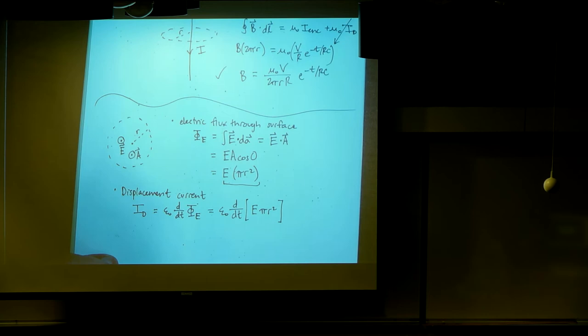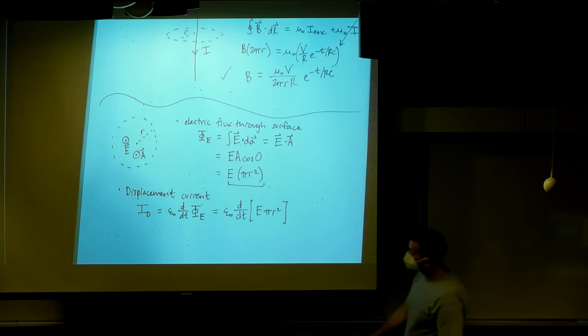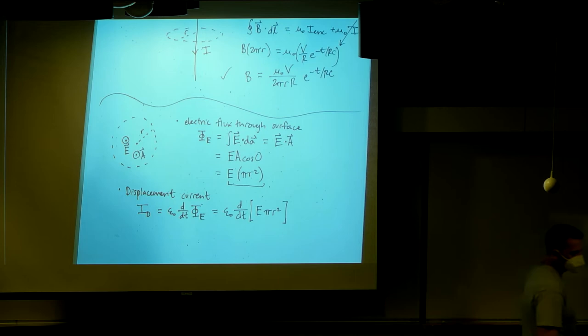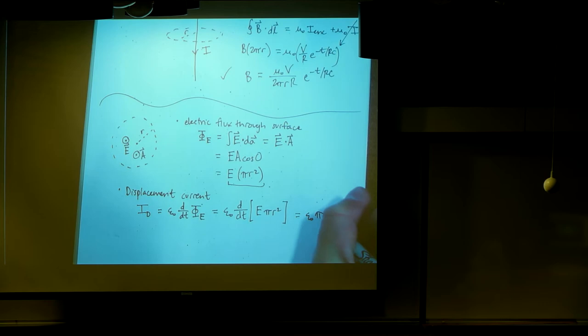So out of these different variables in the brackets, which are constant? Pi r squared, right? Pull that out. The E is not constant though, right? So we have epsilon naught times pi r squared times dE dt. That would give us the displacement current going through this surface, which would be coming out at us, by the way, okay?